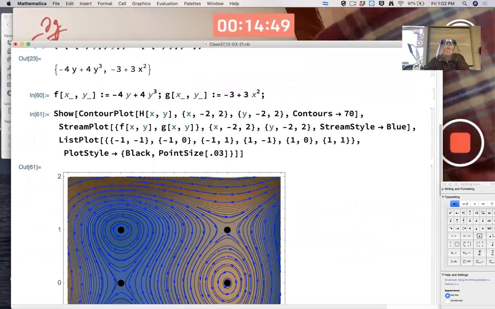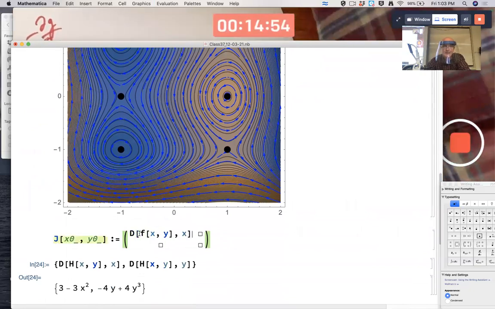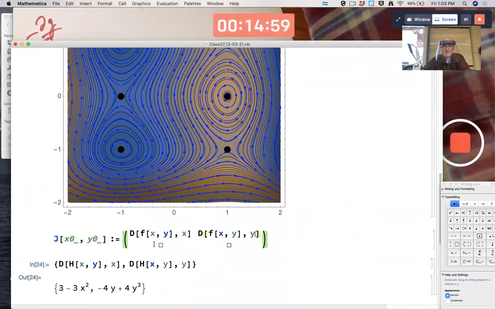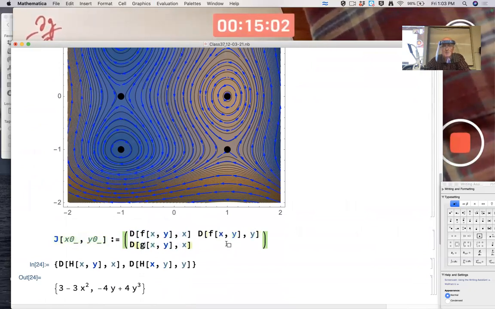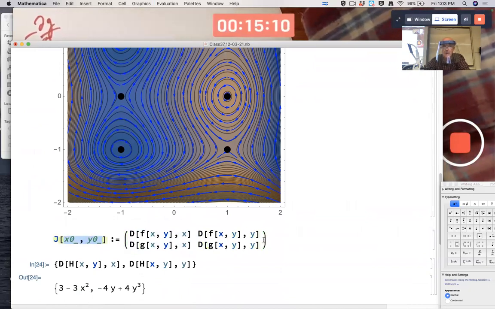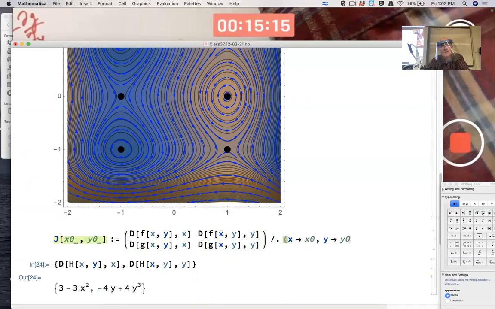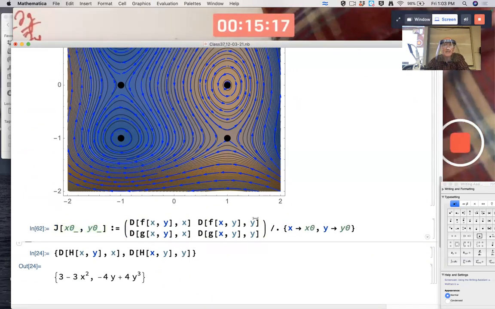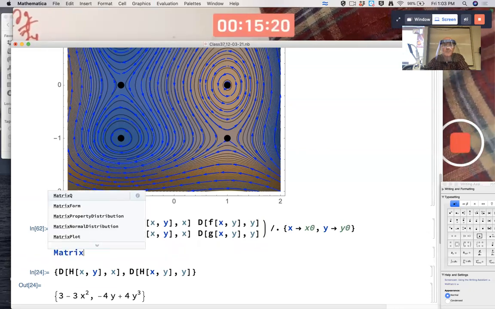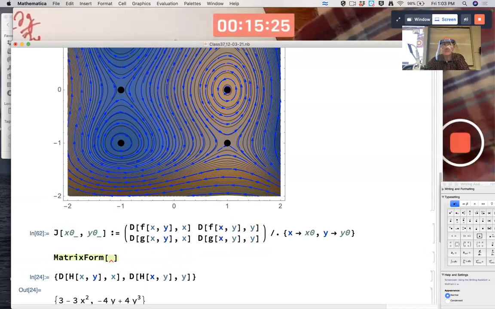Same picture. I'm trying to make the Jacobian matrix now, so I'm taking the first row to be the derivatives of f with respect to x and y, and the second row to be the derivatives of g with respect to x and y. If I want to plug in a specific point with coordinates x0, y0, technically I need to do this little trick here. There's the way of doing that. And so now I can linearize, certainly at the saddle points, where linearization applies, the Hartman-Grobman theorem.